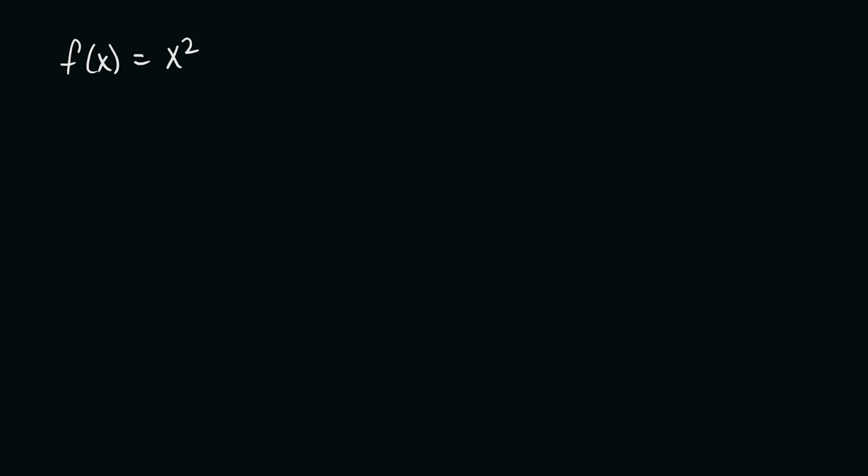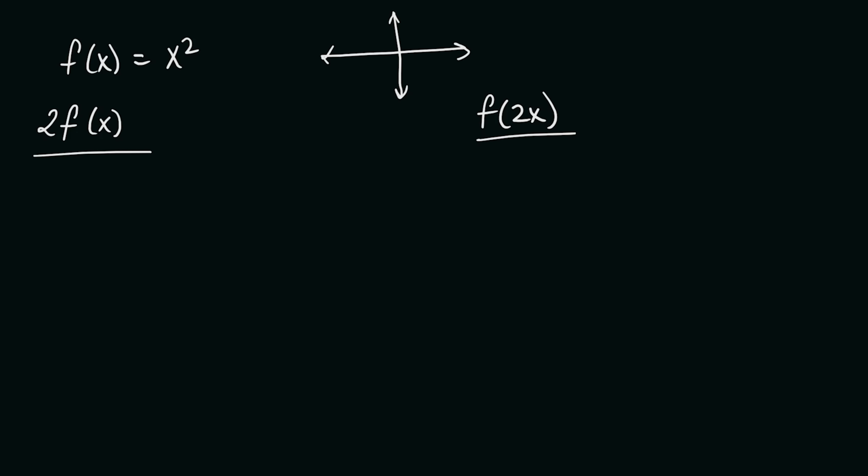Now, let's say that this graph is 2f of x, and then we're going to draw another graph that says f of 2x. And of course, we all know what an x squared graph is. We have this. So an x squared graph is just like a U. So that's what it is.